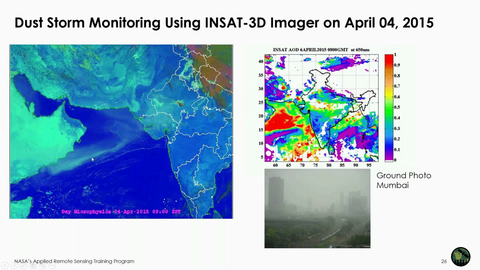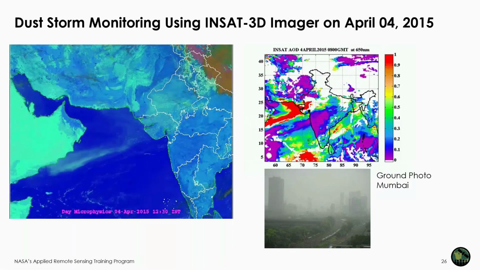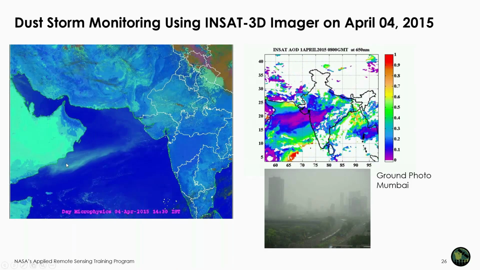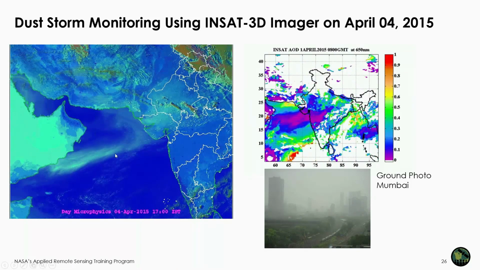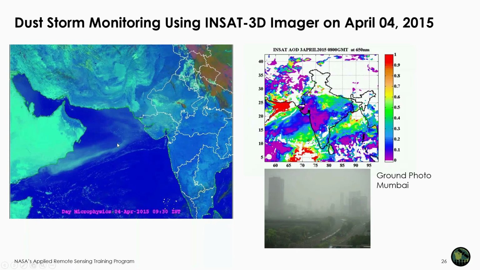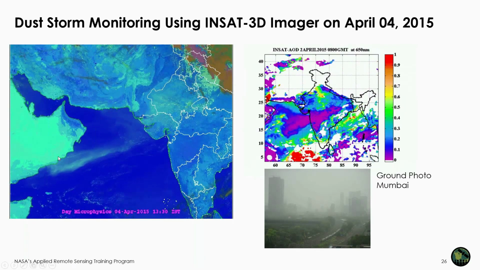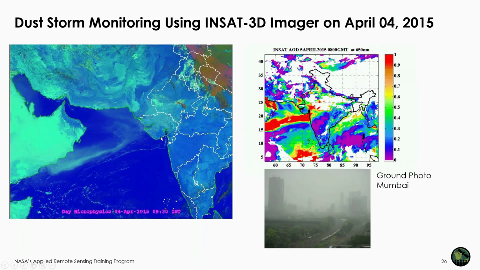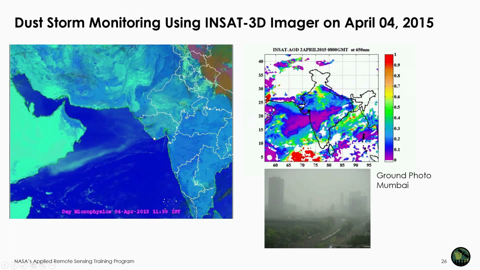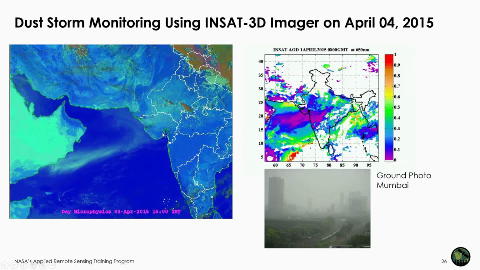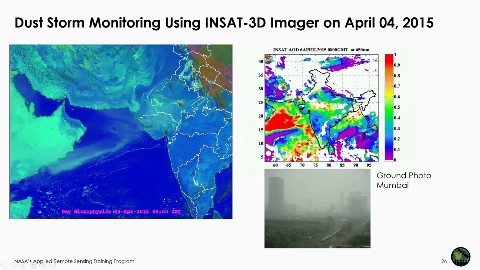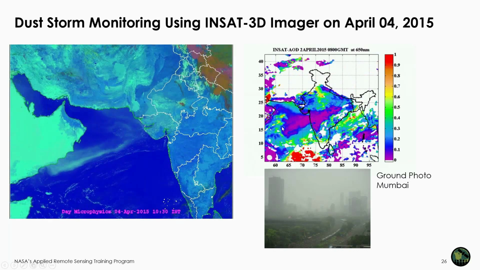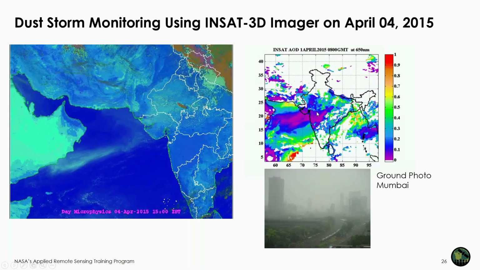geostationary observations, one can construct these animations and then see the dust transport which occurs on a continental scale, and in this case it's a mesoscale phenomenon. This distance may be around 3,000 kilometers. So the dust from Arabia is reaching India over here, and these are some of the AOD products, and you can see in red color the high aerosol optical depth on different dates.